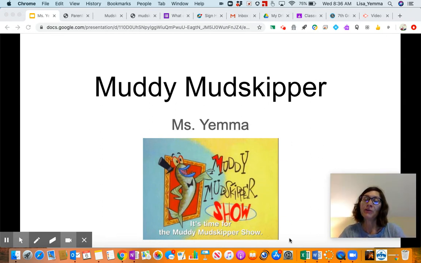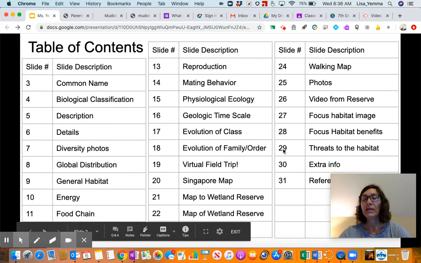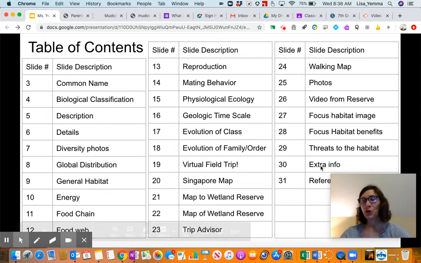And so part of this participation is you putting in some effort and showing me that you've been working on your slides. The first slide in our Muddy Mudskipper was our table of contents. And you'll see at this point, as of yesterday, we had 29 slides. 30 is going to be extra info. I'll show you what I did with that. And then 31 will be references and just copy and paste and things that you've kept track of. So look at this beautiful table of contents.